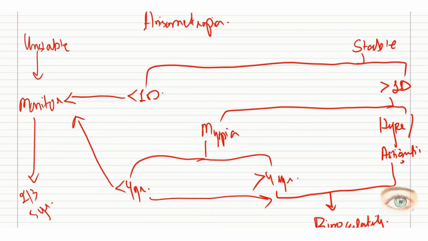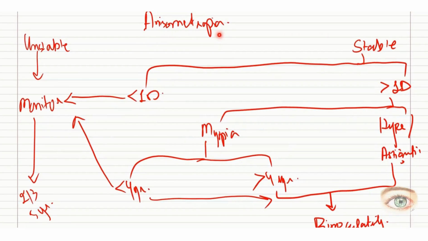So again, in anisometropia, we have two groups, unstable and stable. If it is unstable, you're going to monitor, and at 2 to 3 or 5 years, you're going to have a follow-up again, right? If it is stable, you have to see whether it is less than 1 diopter. There is not a problem. You have to monitor, and you will have an evaluation again at 2 to 3 and 5 years.